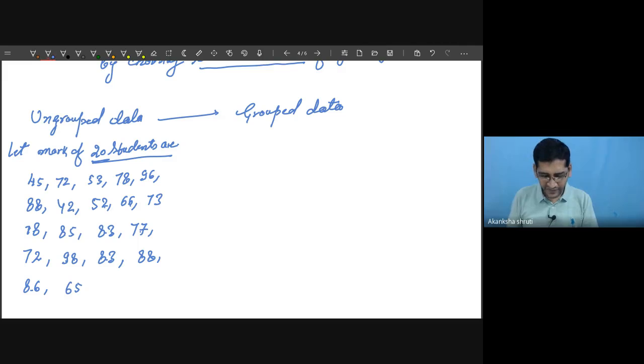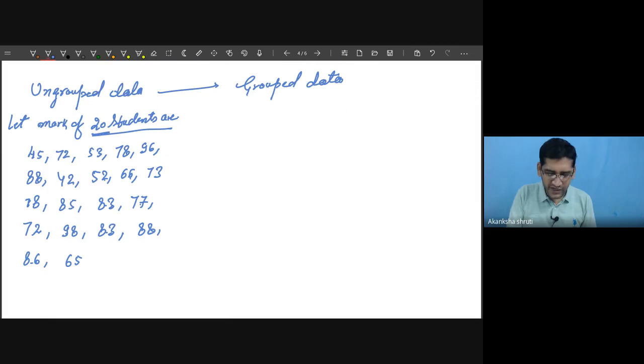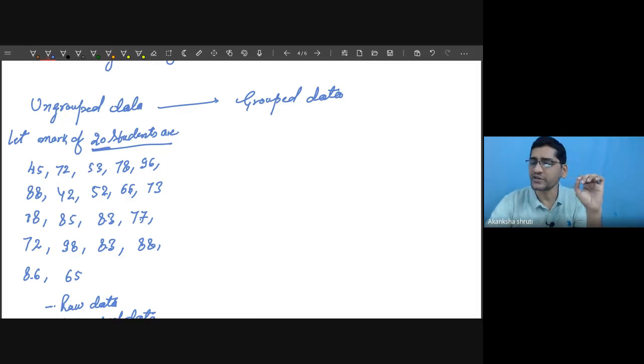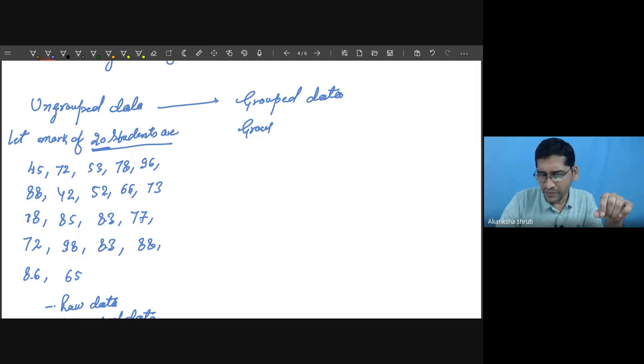So students, whatever the 20 students' data that we have collected, these are our raw data or ungrouped data. How to convert into the group? Group simply means you need to first make a group. A group always has some limit, some variation. We are going to make a group into intervals of 10.